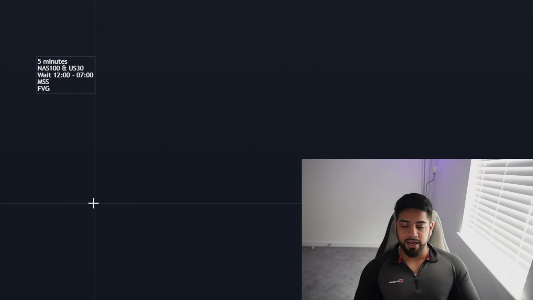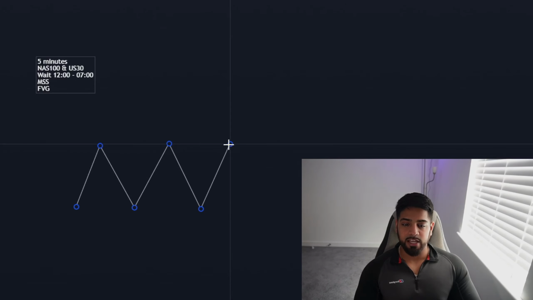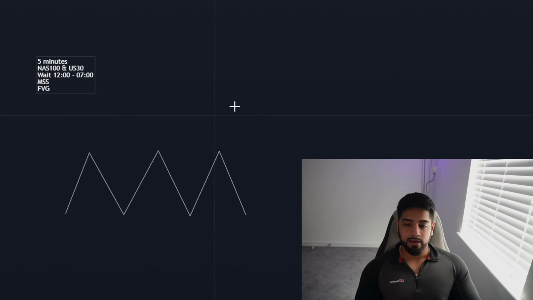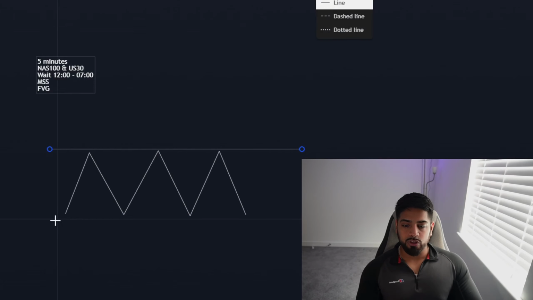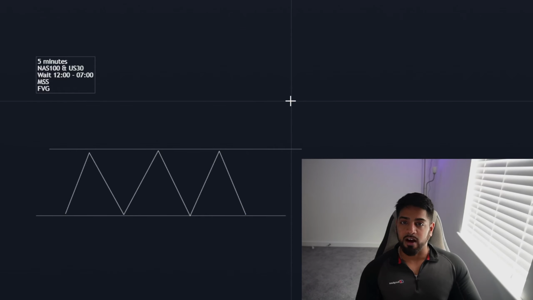So let's actually break it down on a theoretical level. Let's envision that this is the Asia session range between midnight and 7 a.m. UK time. So what we're going to do is identify the highest point and also the lowest point between midnight and 7 a.m. UK time. Once we've got that, we're then going to wait for price to either give us a sweep of the lows or a sweep of the high. And we're not going to do anything until that happens.